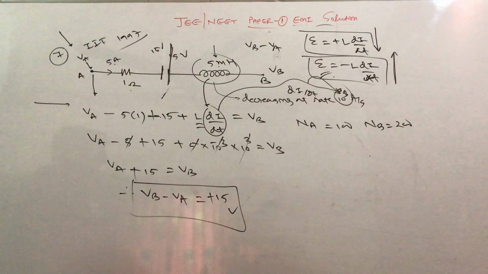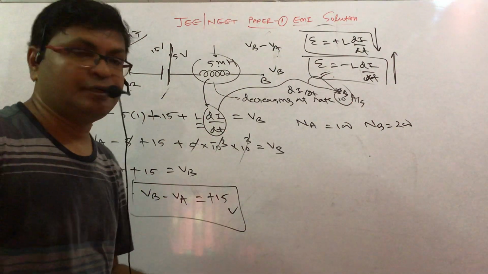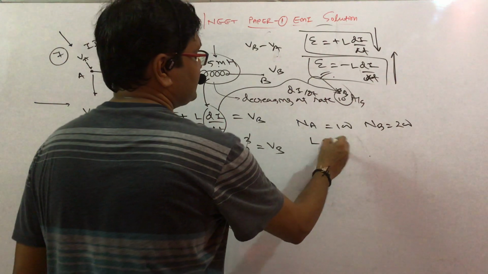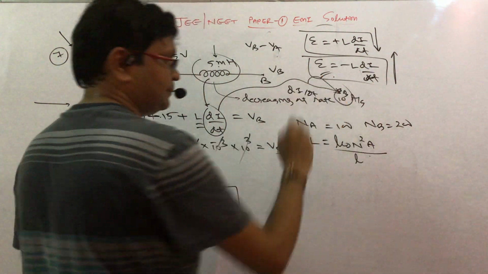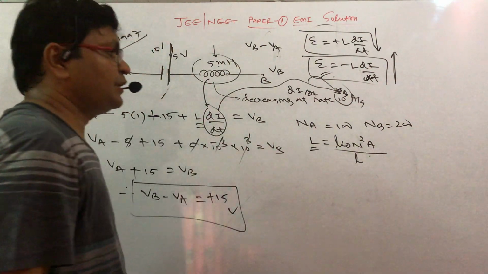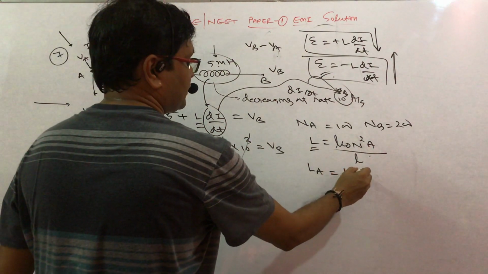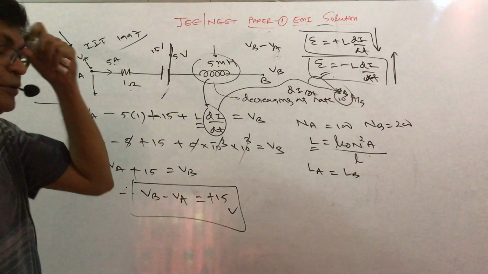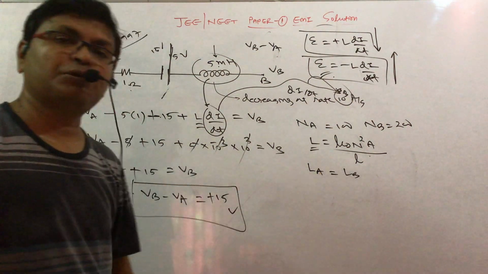Look, this question is great. The self inductance is given the same. What is the self inductance of a very long solenoid? We have already derived the formula. L is equal to mu naught n square A upon l. But here the self inductance is the same, and the length is also the same. So we can compare: self inductance of solenoid A is equal to self inductance of solenoid B.